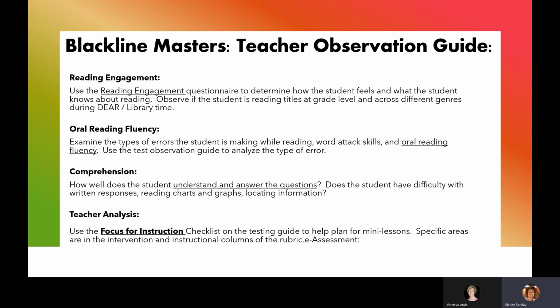The oral reading fluency portion of the DRA test is where you're actually sitting beside the student, listening to them reading a portion of the text to you, and you're recording the errors that they make. You're listening for their word attack skills and their oral reading fluency, and you use the test observation guide to analyze this type of error afterwards.